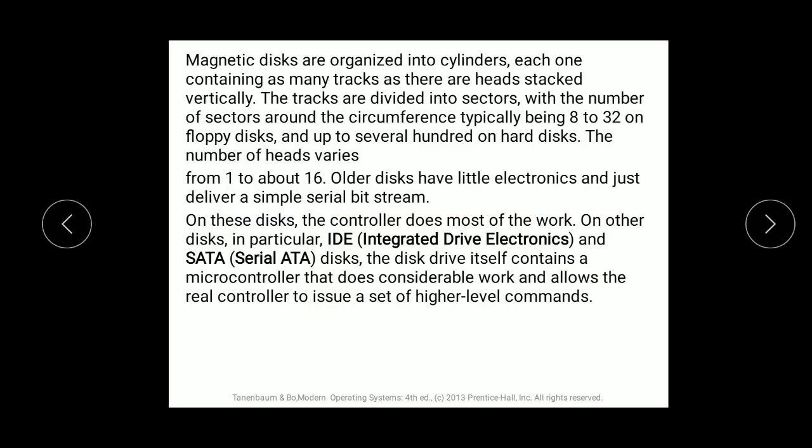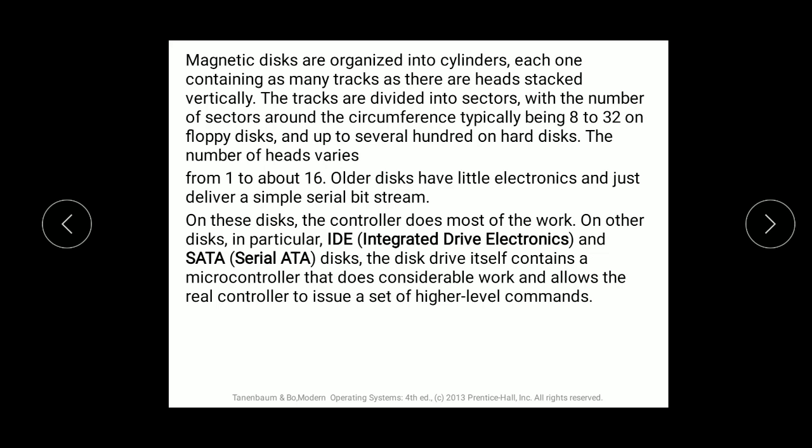Then, magnetic disks are organized into cylinders, each one containing many tracks. These tracks are divided into sectors, with the number of sectors around the circumference typically being 8 to 32.